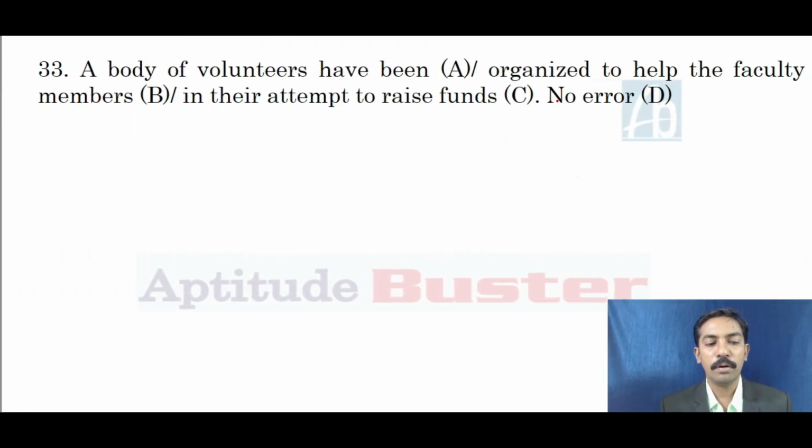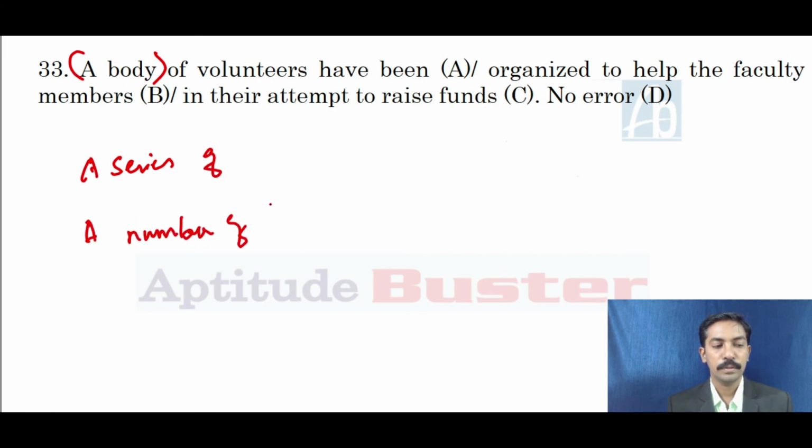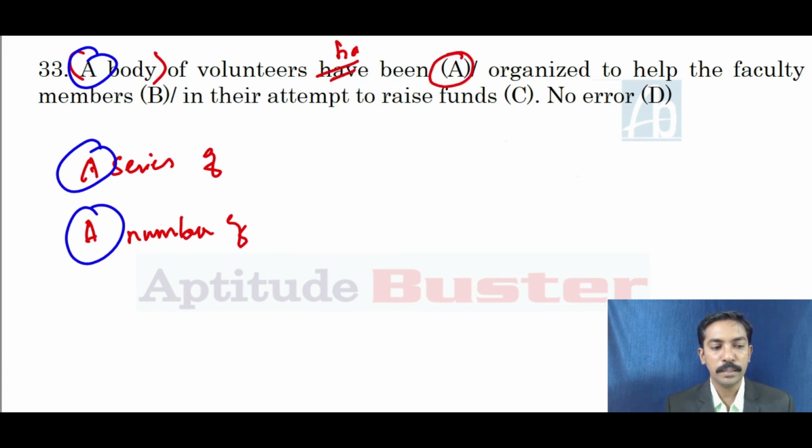A body of volunteers have been organized to help the faculty members in their attempt to raise funds. I would say this is one of the most common question types that you could expect. Whenever a sentence begins with a body of, a series of, a number of, pay attention to this word a, which is an indication that this is singular. Therefore, the verb should be singular. Question number 33, the error lies in segment A. And remember, definitely you can rely on this clue. You may have questions which carry a series of or a number of or a body of. If it begins with an indefinite article a or an, it is always singular.